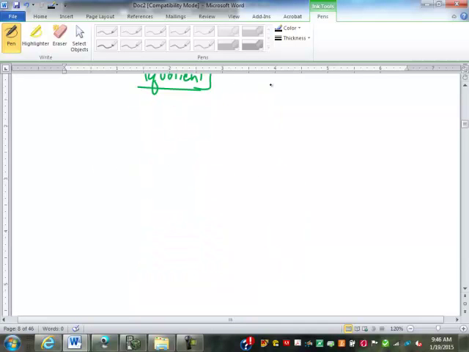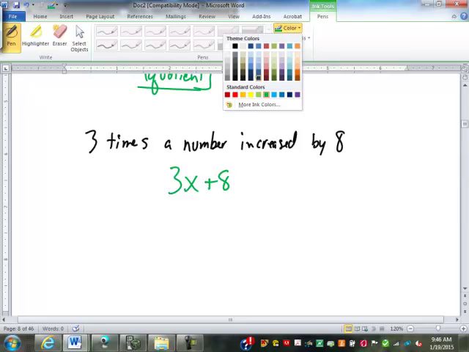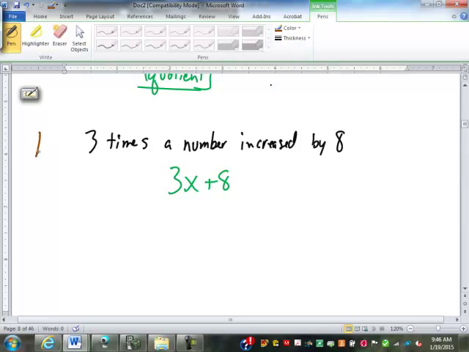Now, sometimes we'll bring in more than one operation, like this. We might have 3 times a number increased by 8. What's that going to look like? Well, of course, we have a number, which we'll call x. So 3 times x would be just 3x plus 8. Very good. Now, this next one's going to look like it might be the same, but there's a very subtle difference.